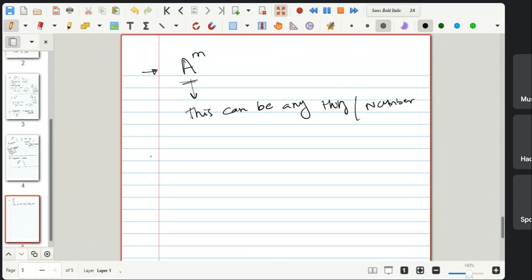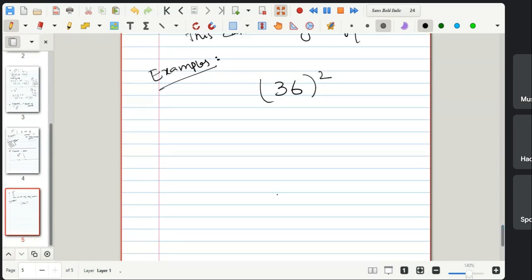So let me move to the examples. Now I am going to do the examples, or the problem, or question, whatever you will say. In the GED exam, most of the questions come like this. Let me write this thing: 36 to the power 2. So how will you deal with this?